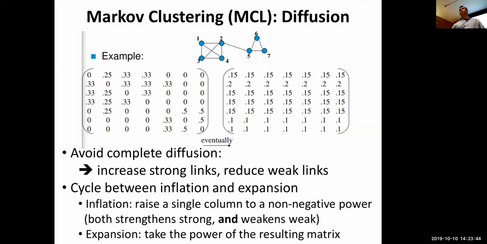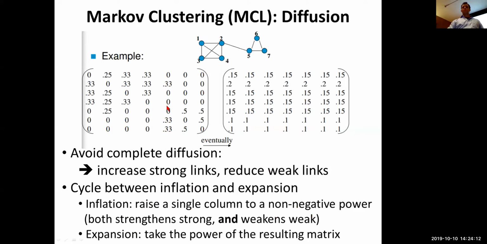And that's not great because it has actually eliminated these strongly connected components. So the idea there is that you want to carry out inflation steps, which basically raises individual columns to some non-negative power, and that both strengthens the strong connections and weakens the weak connections. Raise your hands if you're with me on this one. Awesome. And then at every single step, I do my inflation, and then I do my expansion, which basically means multiplying the matrix by itself.